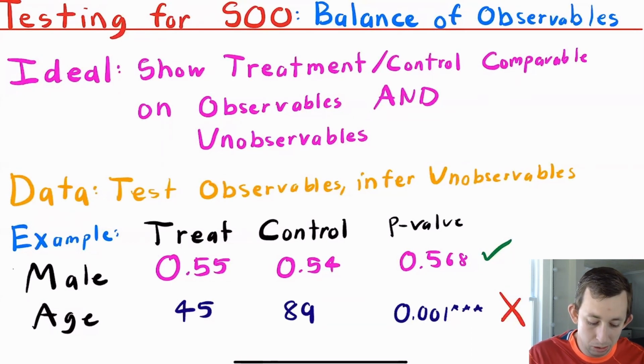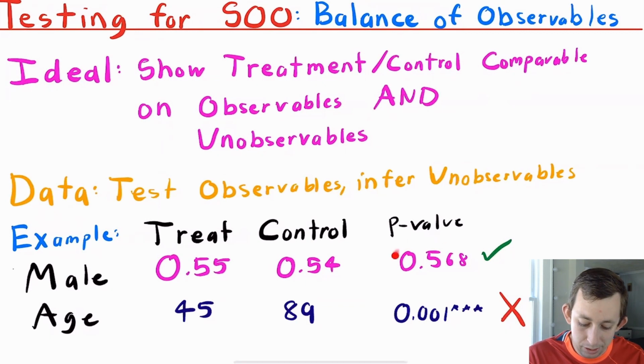For example, let's say you've got male and age, and the average of that male indicator variable in your treatment is 0.55, so that would say that 55% of your treatment is male. The control is 0.54. You can do a t-test on those two numbers and see that the p-value is 0.568. Notice this is not significant, which is good, which means that at least for the characteristic of gender, your treatment and your control group are not statistically different from each other.